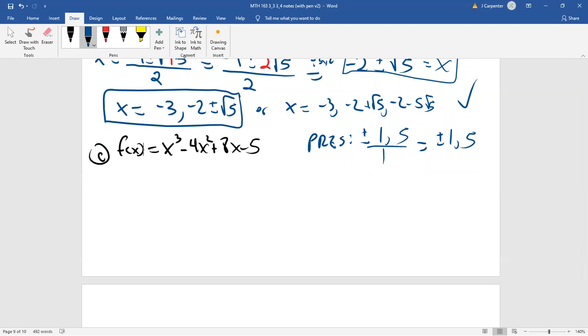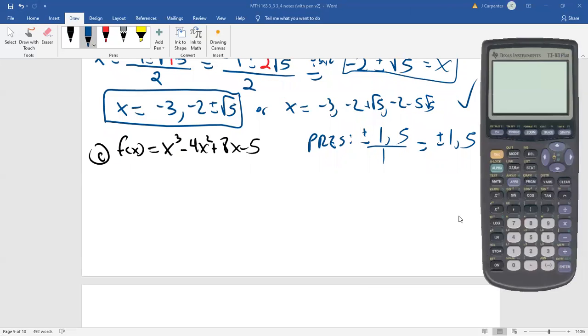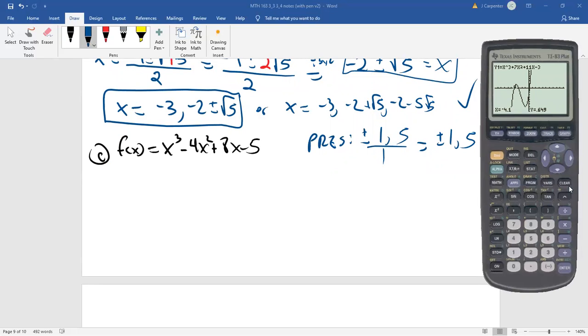So again, you could go ahead to your calculator and find one that automatically works. In fact, I'll show you that. Or I just start with the 1, then the negative 1, then the 5, then the negative 5. But let's say you are the student just using the calculator as an assistant, not doing everything for you. So x cubed minus 4x squared plus 8x minus 5. Go to graph.